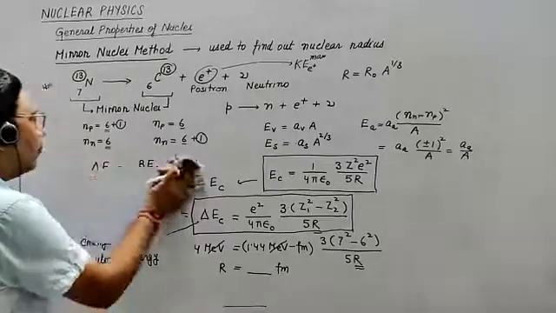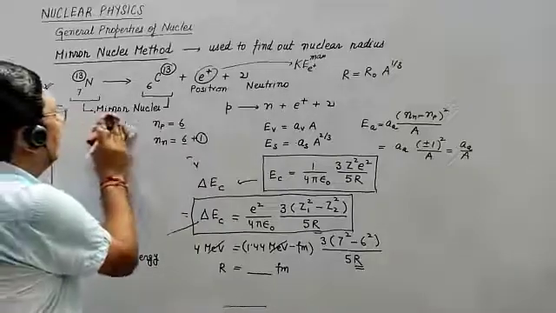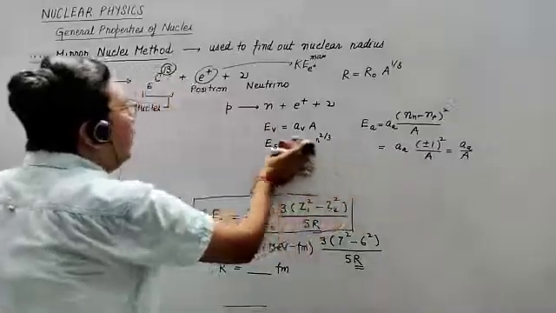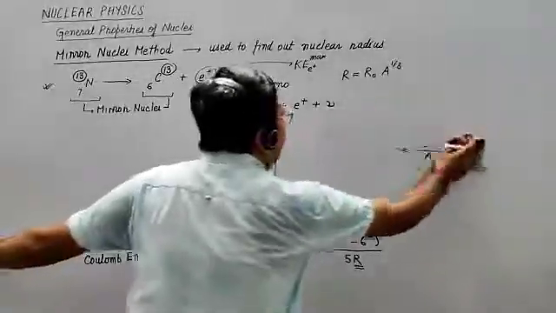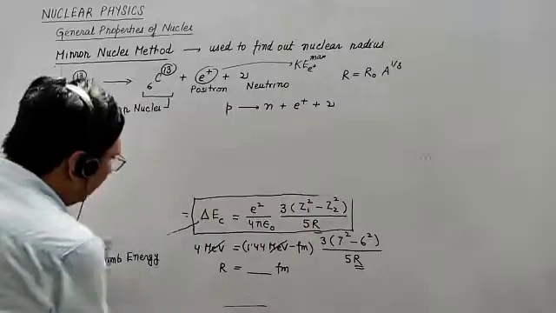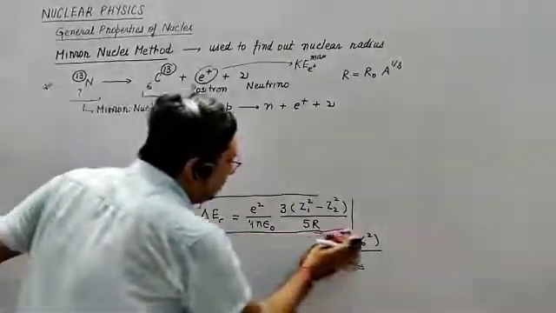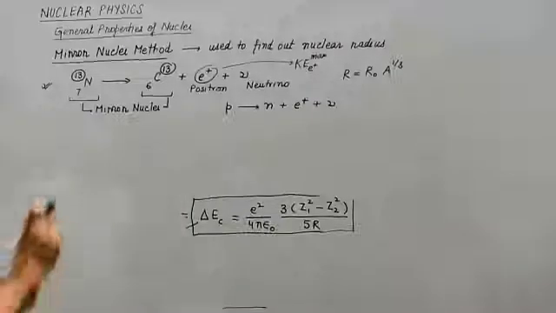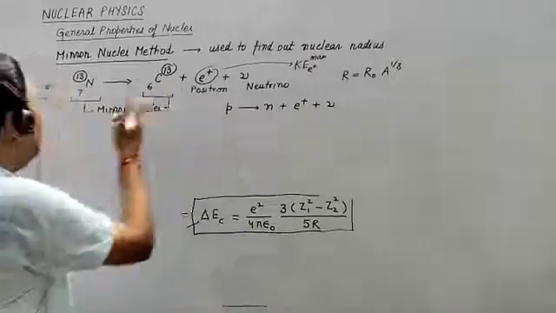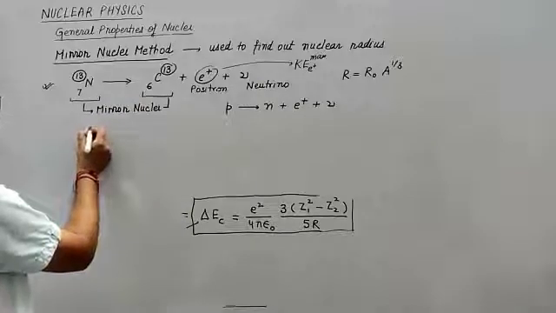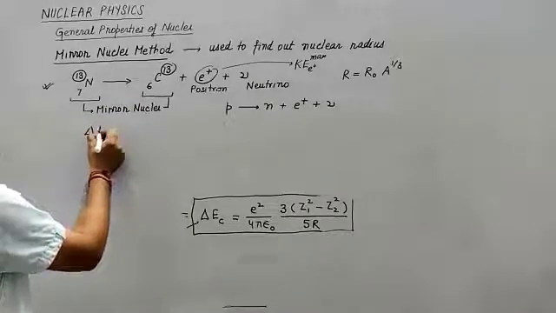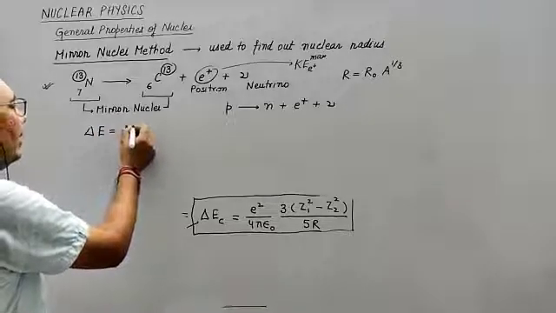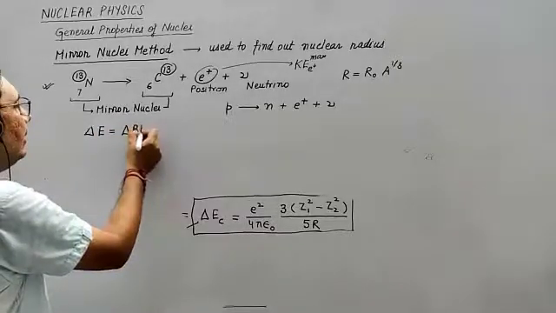So basically we have to consider another aspect of this process. This is a beta decay process. In this process, energy is released. How much energy is released? That is delta E equal to delta BE, the change in binding energy.